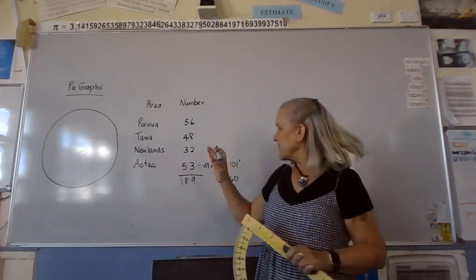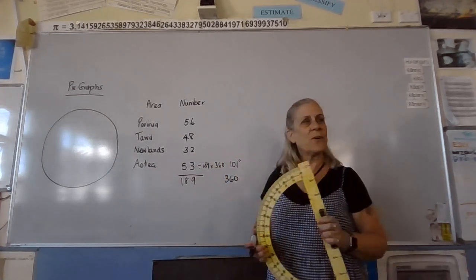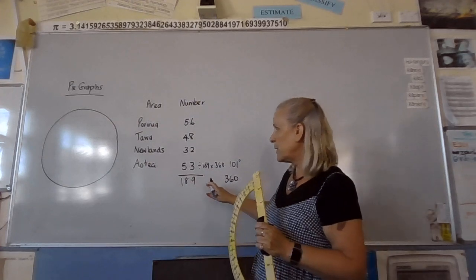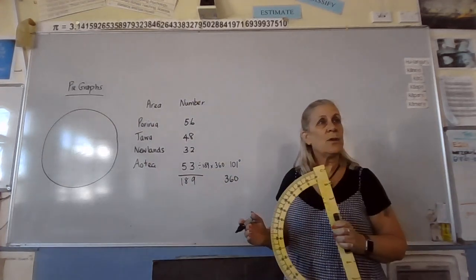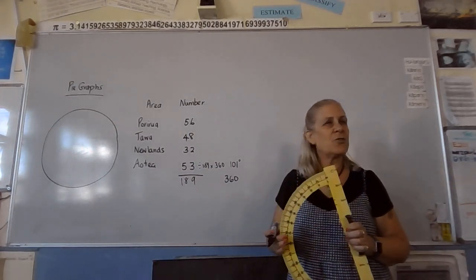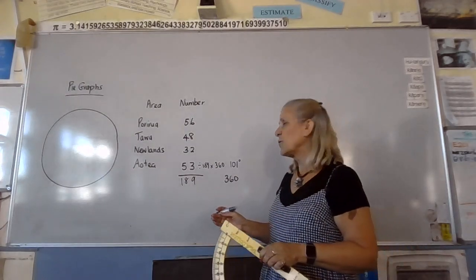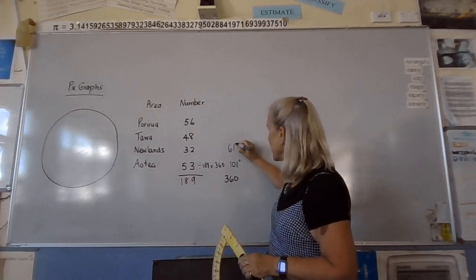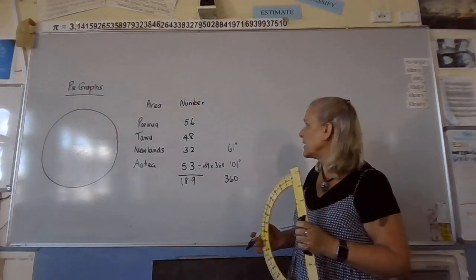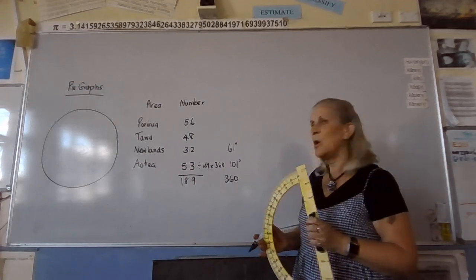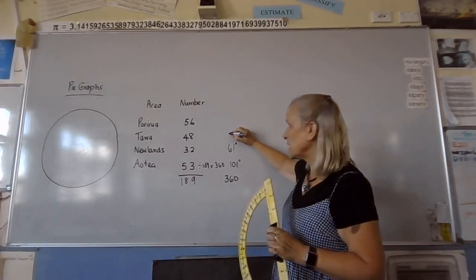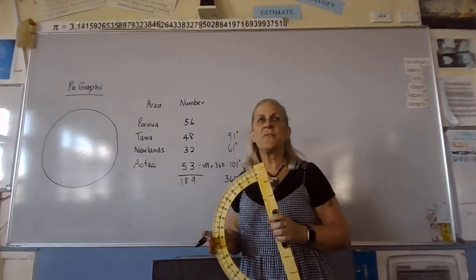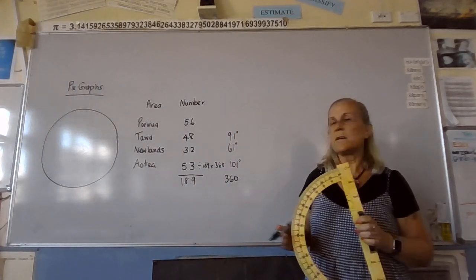So 32 divided by 189 multiplied by 360. 61. Right. 48 divided by 189 multiplied by 360. 91. Oh, lots of ones. And 56, divided by 189 multiplied by 360. 106.